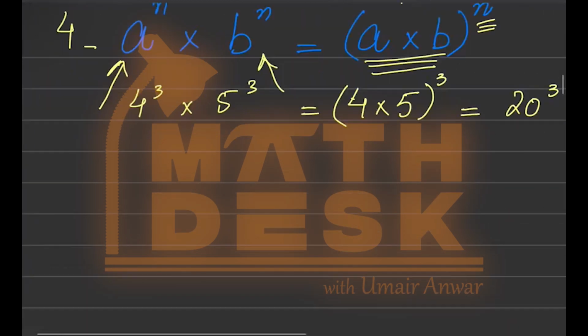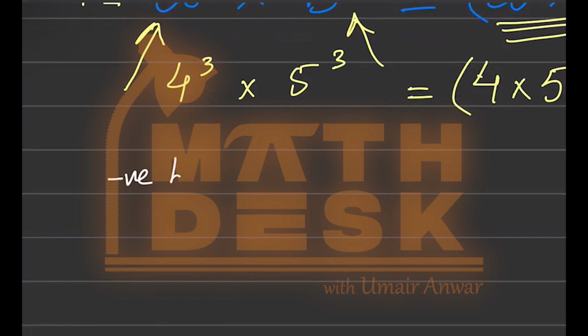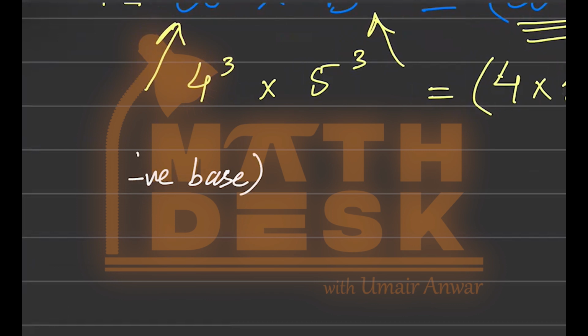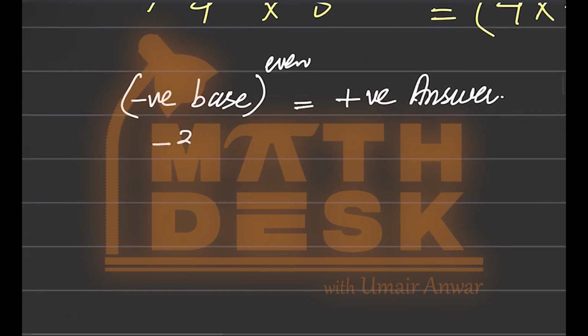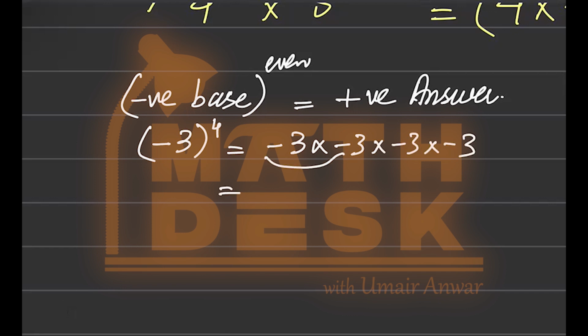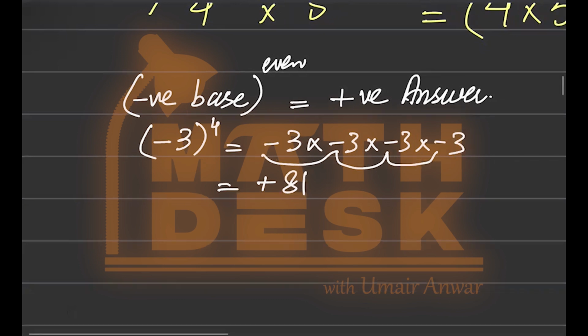Similarly, if we have a negative base, but the power is not an odd number, it is an even number, then the answer is always going to be a positive quantity. For example, we have minus 3 raised to 4. Now, the expanded form would be that minus 3 should get multiplied with minus 3 4 times. So minus minus plus, plus minus minus, minus minus plus. And 3 raised to 4 would be equal to 81. So we would get a positive answer over here.